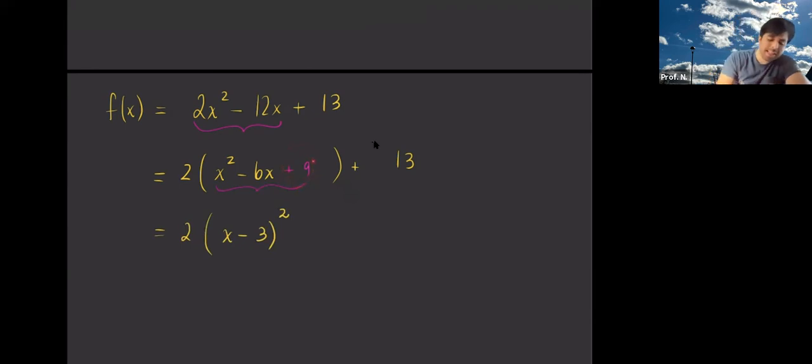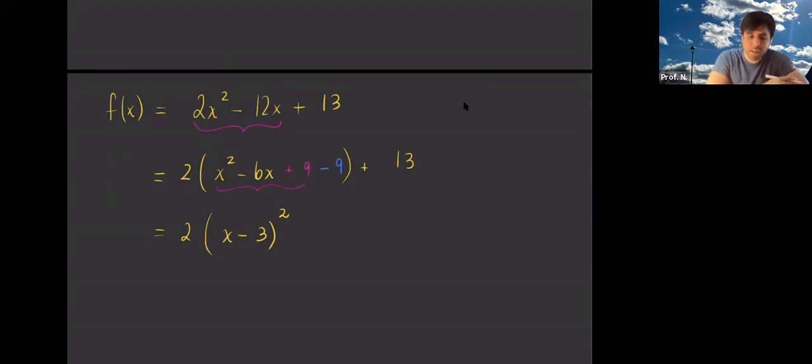So if I added this plus 9, I don't want to just add the plus 9. I also want to offset that plus 9 with what? What do you think I'm supposed to do here? I have to subtract the 9. Now the question is, how or where do I subtract the 9? So we have to be careful with that as well. So when I added this 9 inside the parentheses, it's very, very important that I must also subtract the 9 as well.